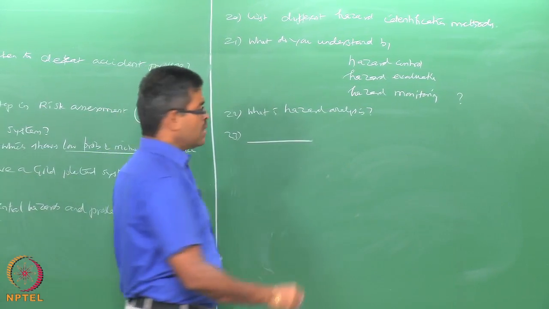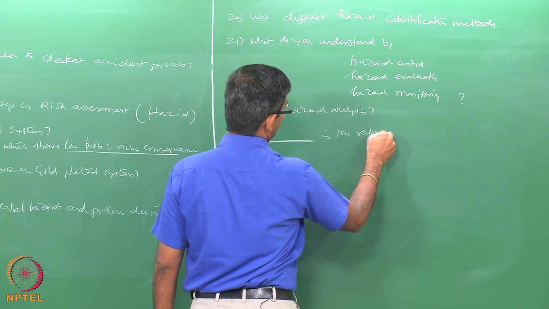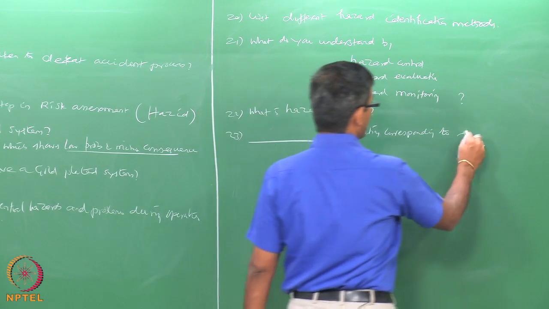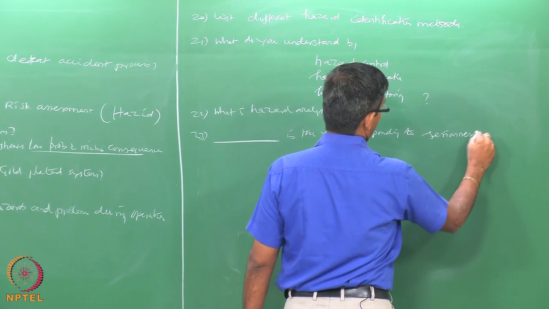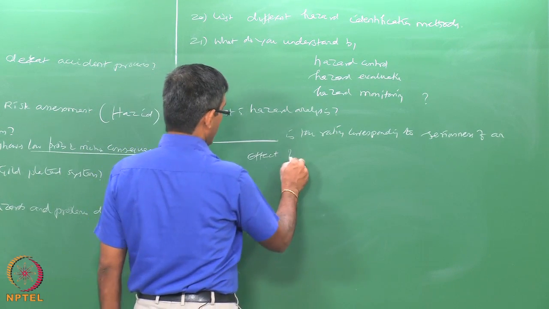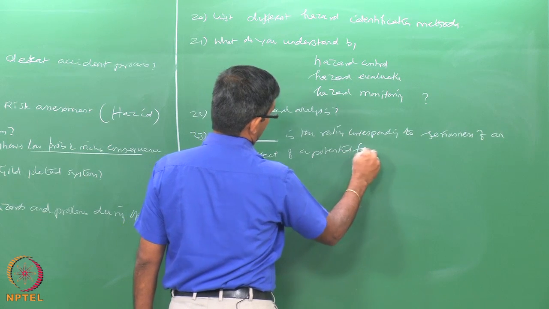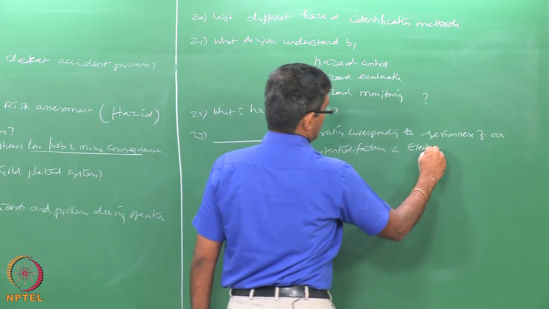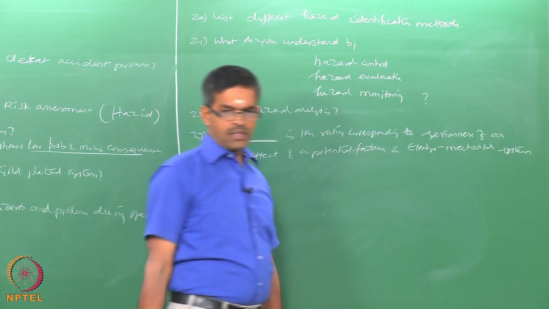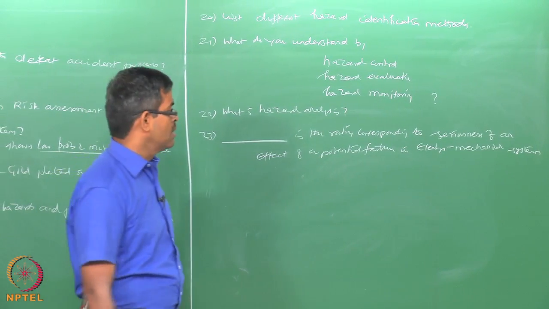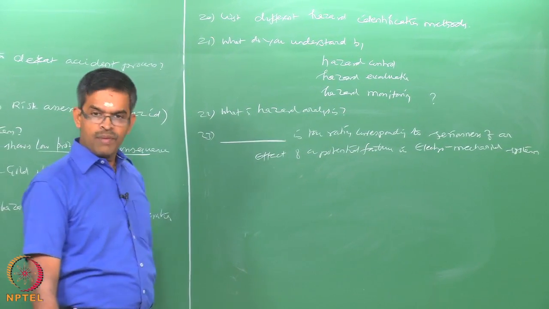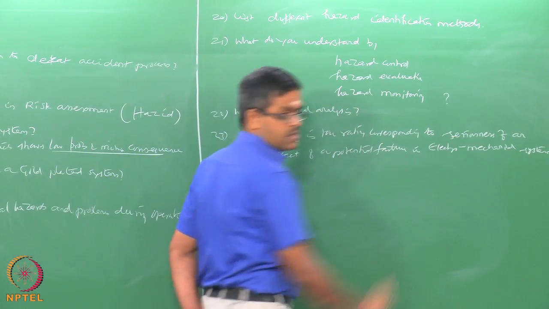Dash is the rating corresponding to seriousness of an effect of a potential failure in electromechanical systems. The moment I see failure detection or failure analysis in electromechanical system, I will always recollect FMEA or FMECA. In FMEA or FMECA, the one which corresponds to seriousness is severity.